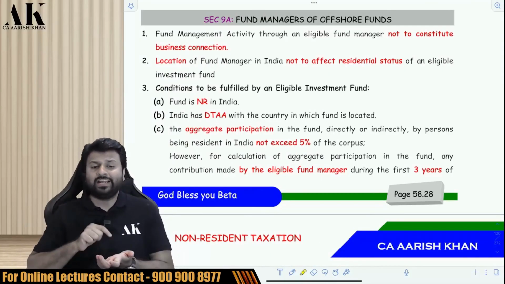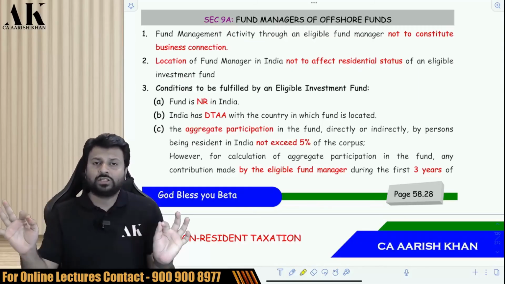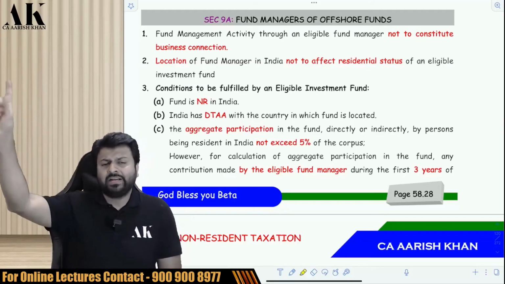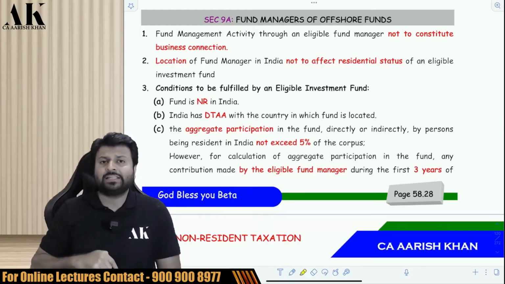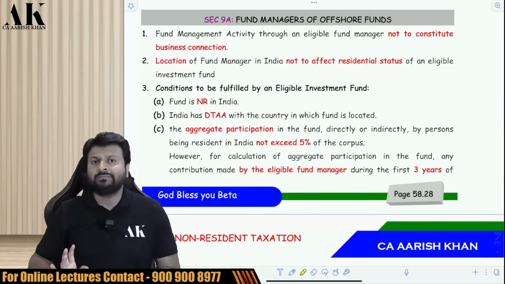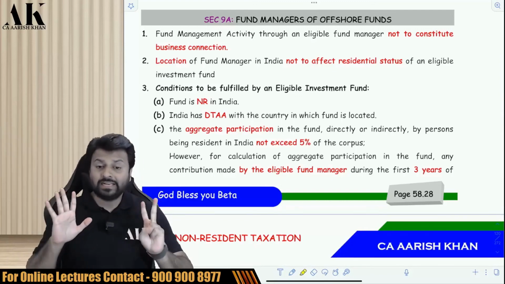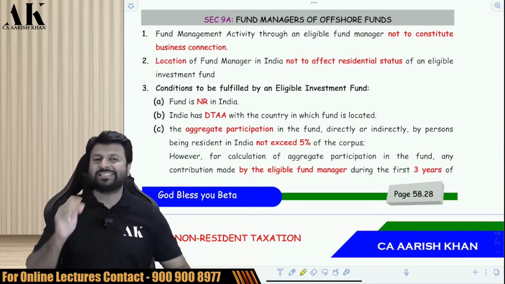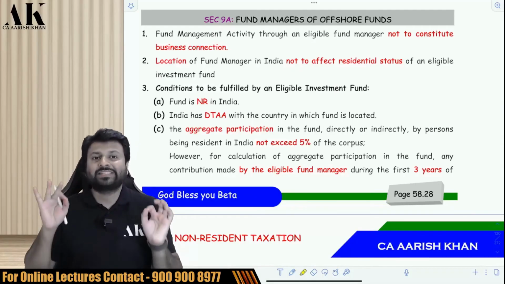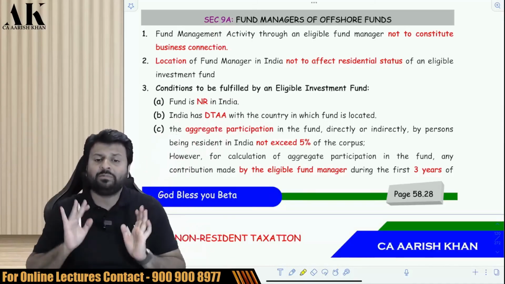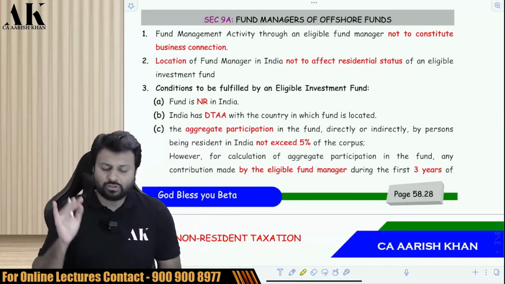Next, let's talk about the fund manager's income and the eligible investment fund income, whether it is deemed to accrue or arise in India or not. Section 9A gives relaxation to the eligible investment fund. It says that if the fund is located outside India and if the manager is in India, then the income of the fund will not be liable to tax in India if they fulfill 17 conditions. 13 conditions have to be fulfilled by the fund and 4 conditions have to be fulfilled by the manager. If 17 conditions are fulfilled, then the income of the eligible investment fund will not be liable to be taxed in India. Which are those 17 conditions?